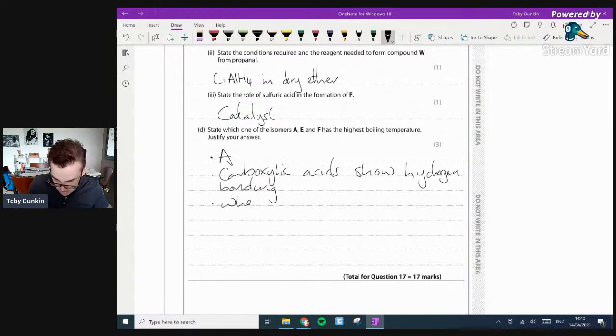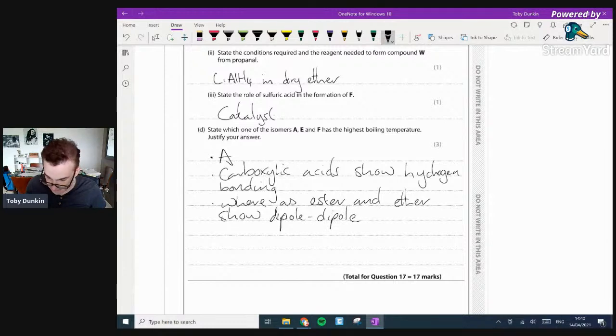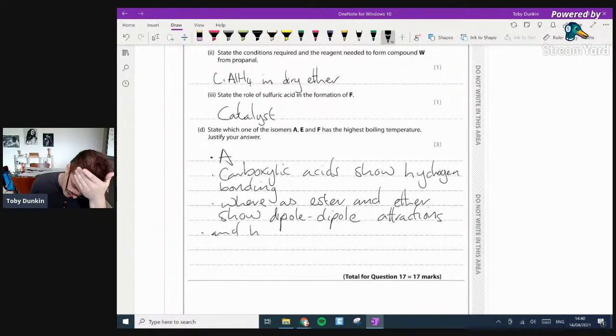Whereas ester and ether show dipole attractions. Nice, a bit of AS coming in here. Yeah, dipole attractions and hydrogen bonding.